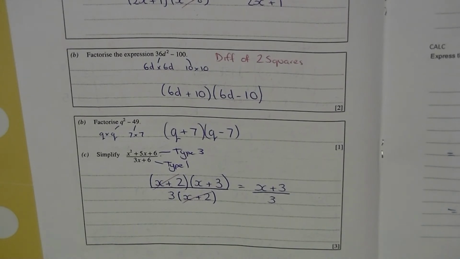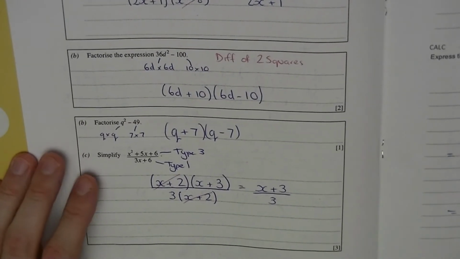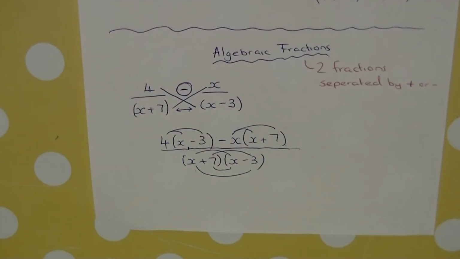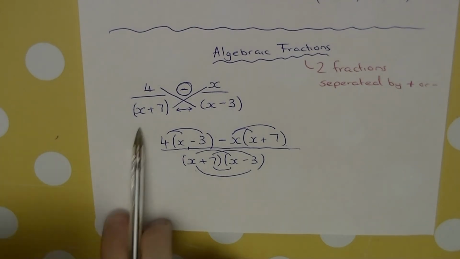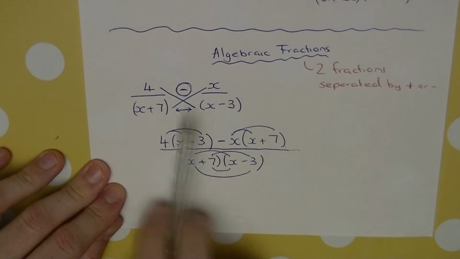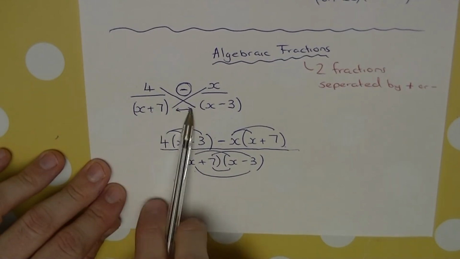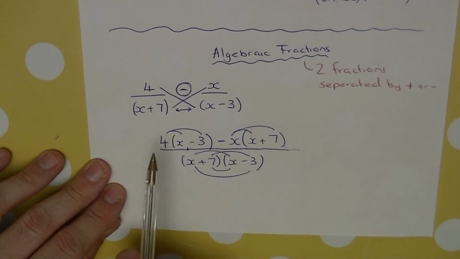Okay, algebraic fractions. Let's pull this up really quickly. This is slightly different to simplifying fractions that we've done with quadratics and factorising the top and bottom. This is when we've got two separate fractions, okay, with either an add or a take away in the middle. Now, ignore these lines a minute. I shouldn't have pre-drawn them on, okay?